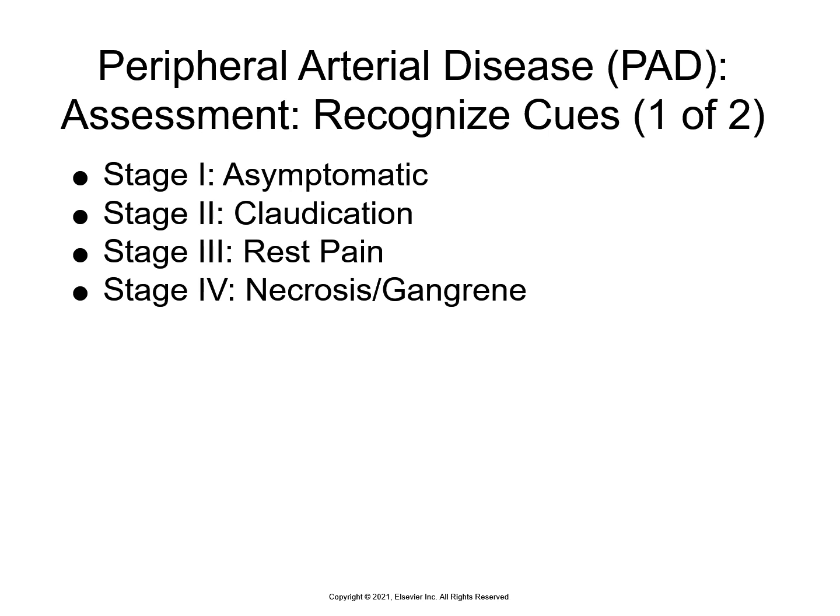Stage 3, they have pain at rest without walking. Stage 4, it's so bad that they start losing perfusion to the area, and they become necrotic and can develop gangrene.